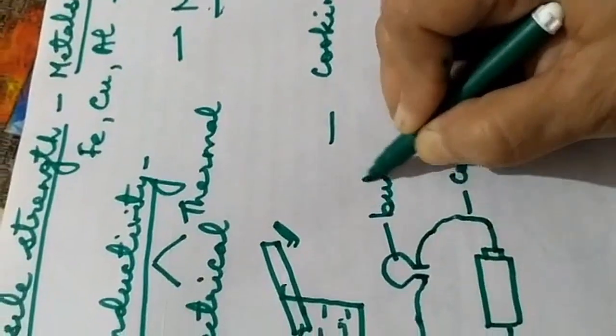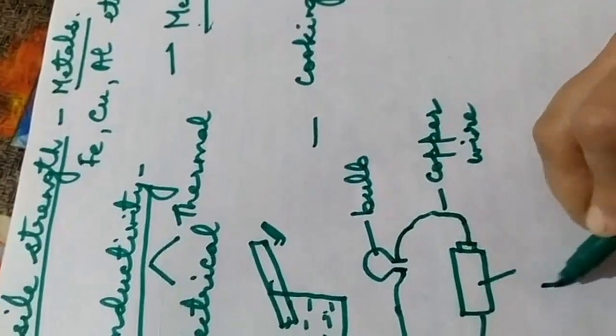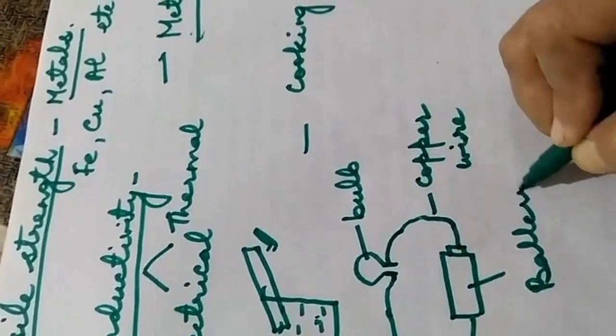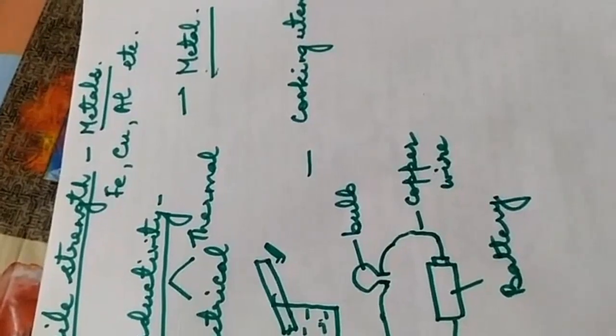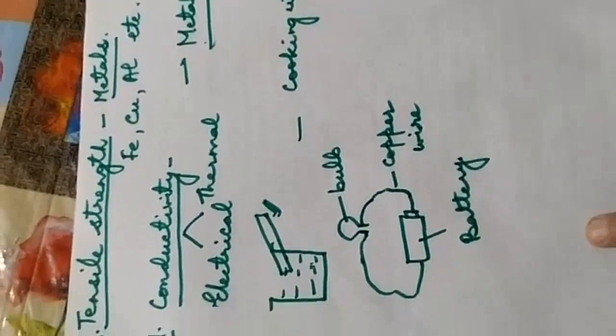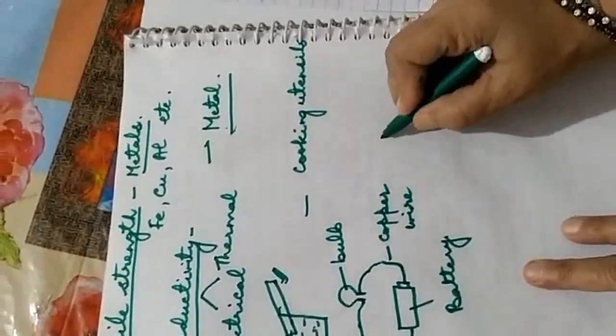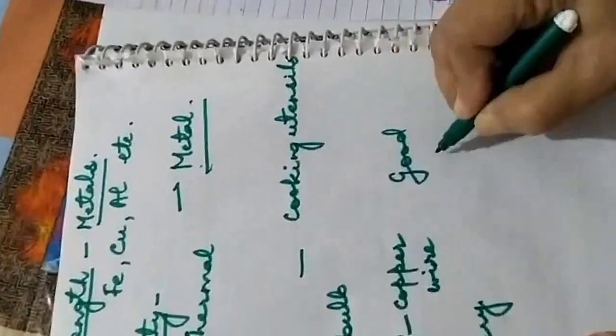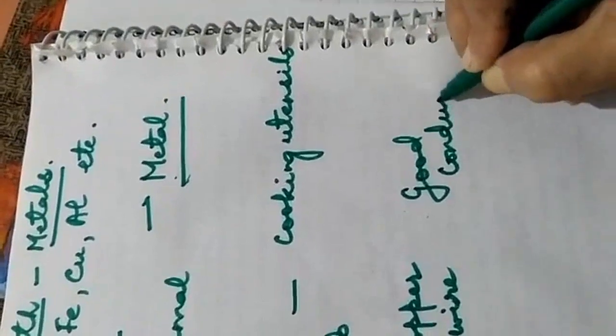Here it is the bulb. This is the battery. We will see that the bulb starts glowing, indicating that metals are good conductors of electricity.